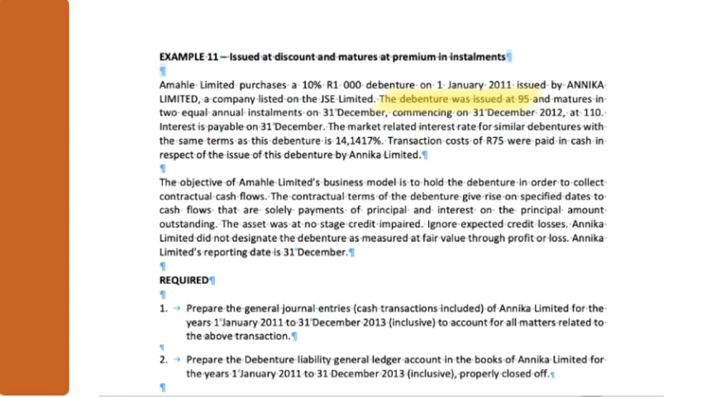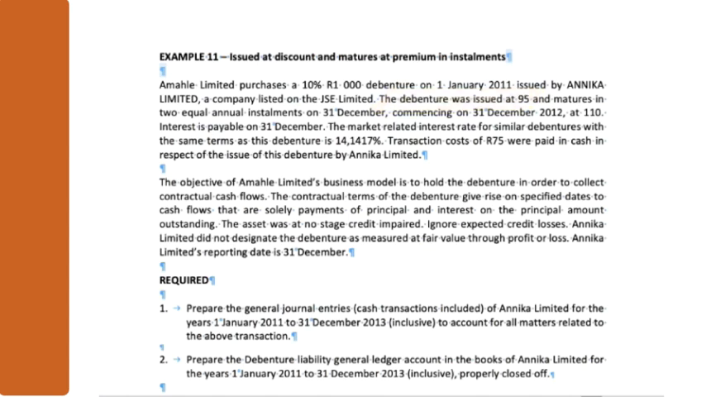That is less than 100%. That is not the full nominal value. That means it is issued at a discount. The sentence could also have read as, this debenture was issued at a discount of 5%. Because the 95 is 5% less than the full nominal value. So in this case, issued at a discount.